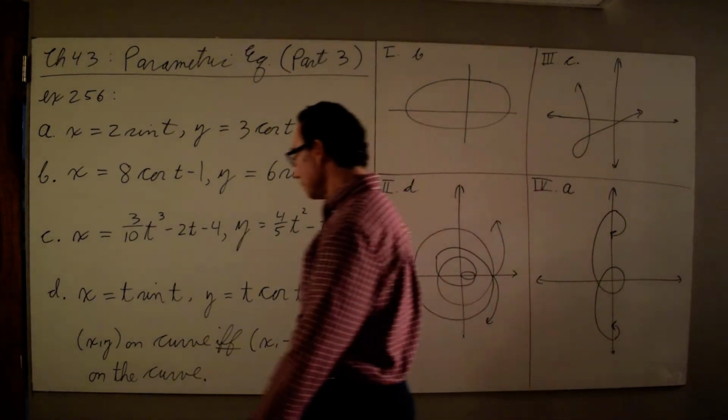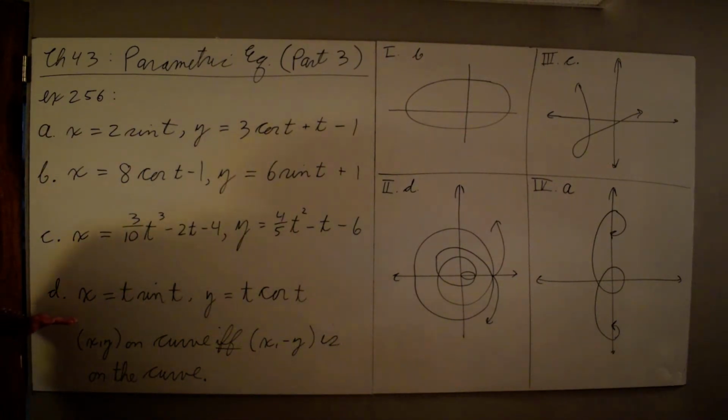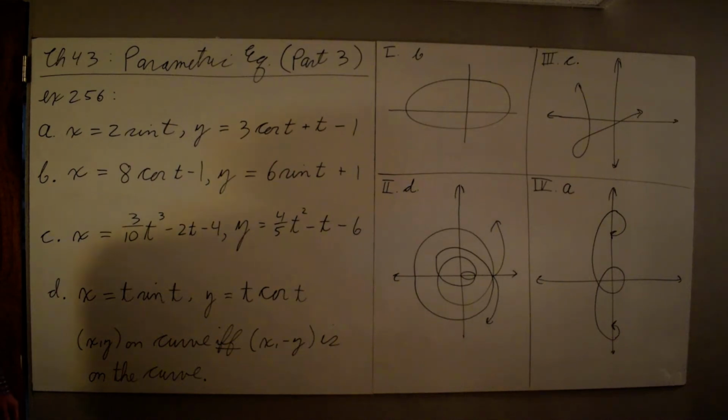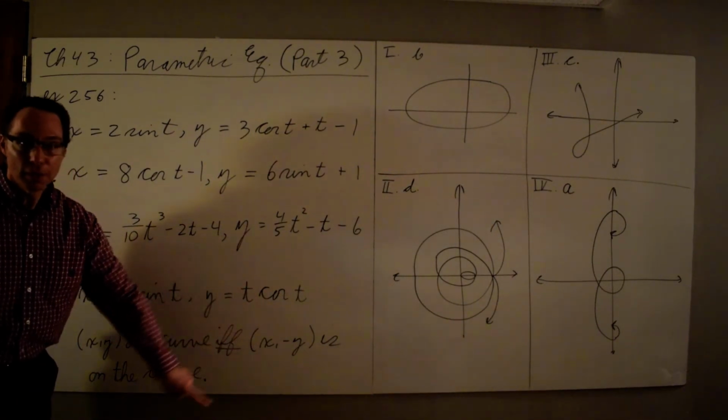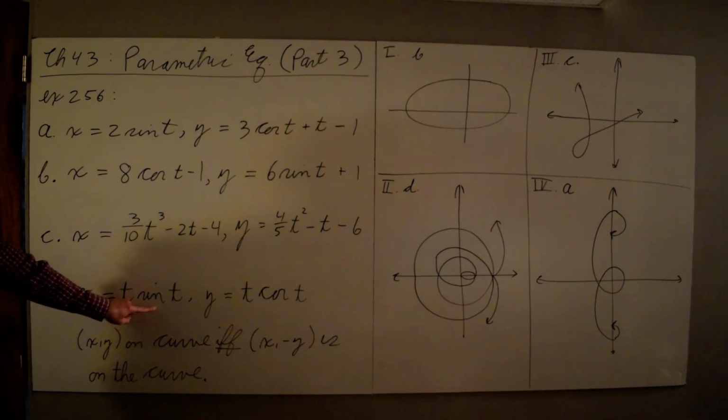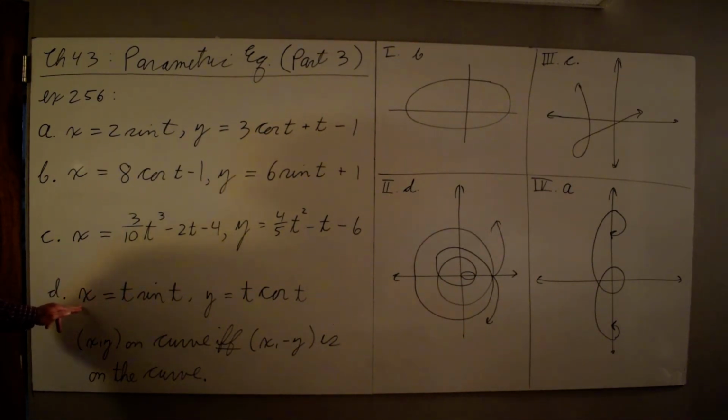Finally, part D, these are kind of strange looking equations. But let's notice something. Sine is an odd function, cosine is an even function. T itself is an odd function. An odd function times an odd function is even. So x is an even function.